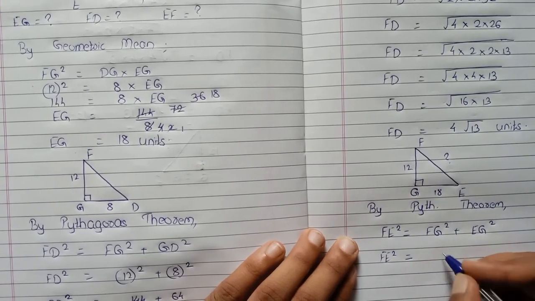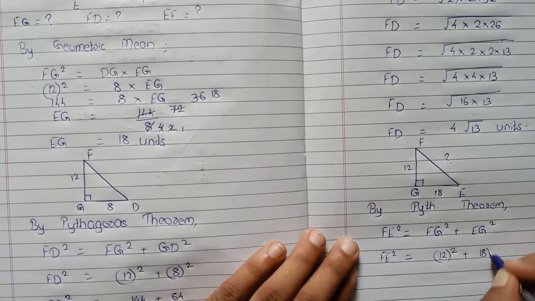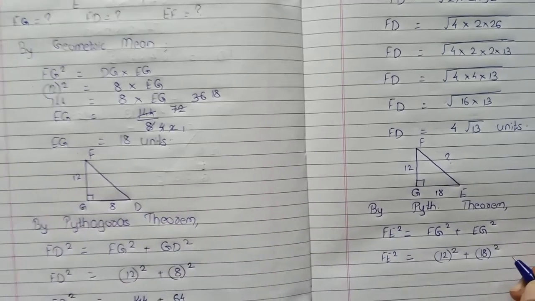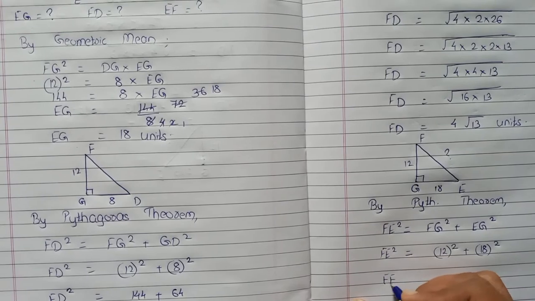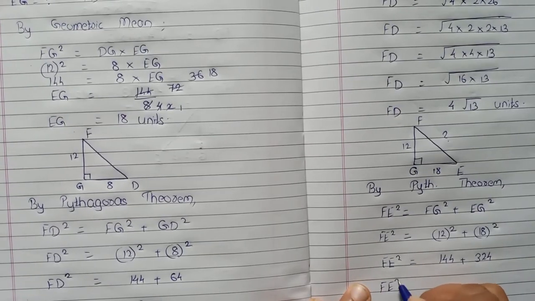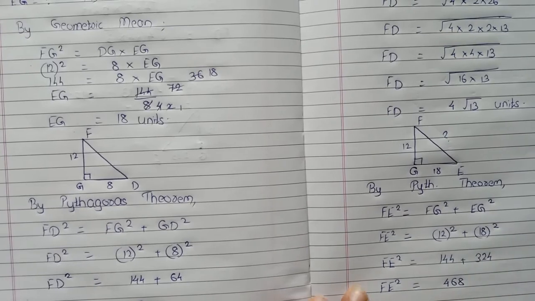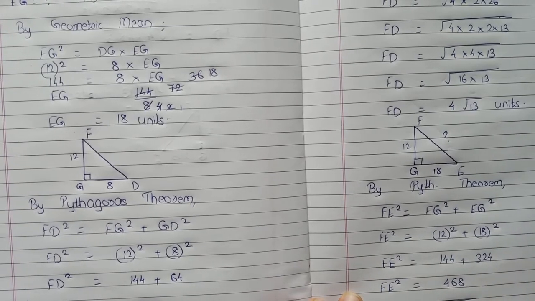FE square will be equal to FG 12 square plus 18 square. FE square will be 12 12s are 144, 18 18s will give us 324. We need FE square. 144 plus 324 will give us 468. Now we don't need the value of FE square, we just need FE, so it will be root of 468. I'll write it on next page.